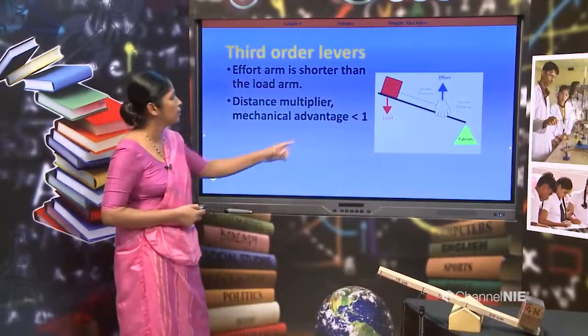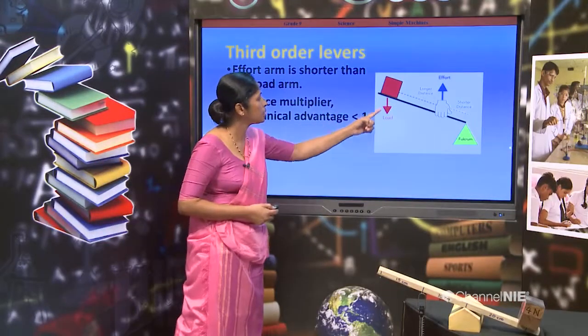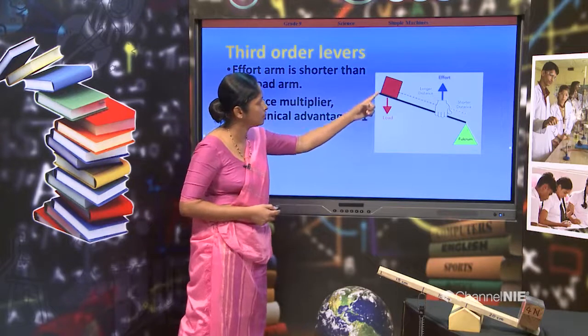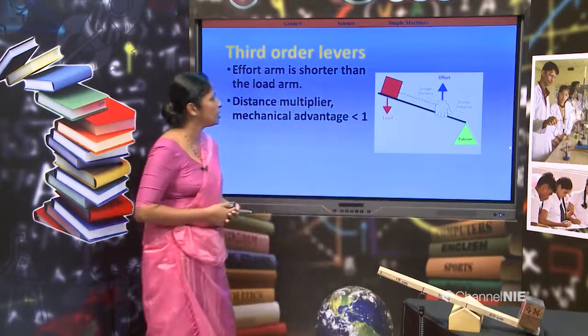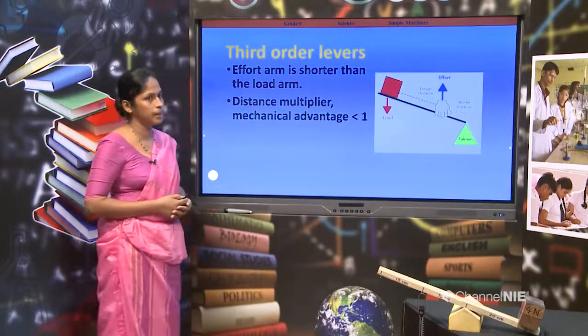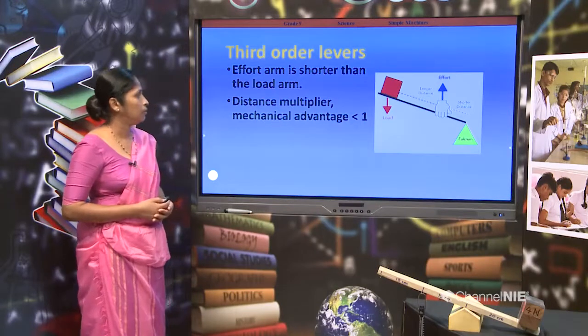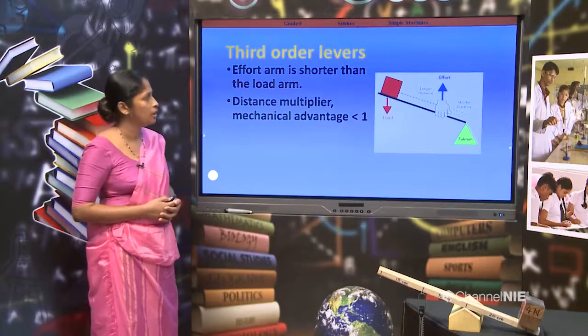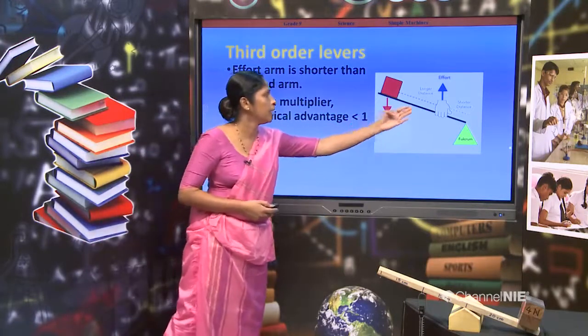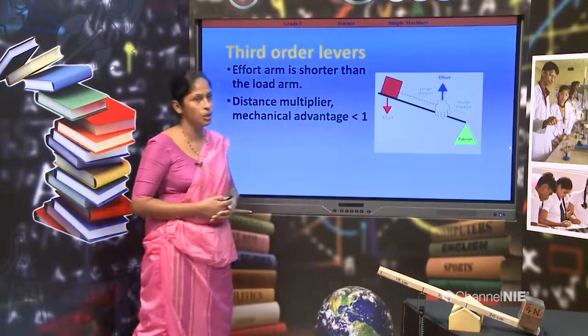but the load moves a much longer distance than the effort moves. So, this third order lever is a distance multiplier, but the mechanical advantage is less than 1, as the effort is greater than the load.